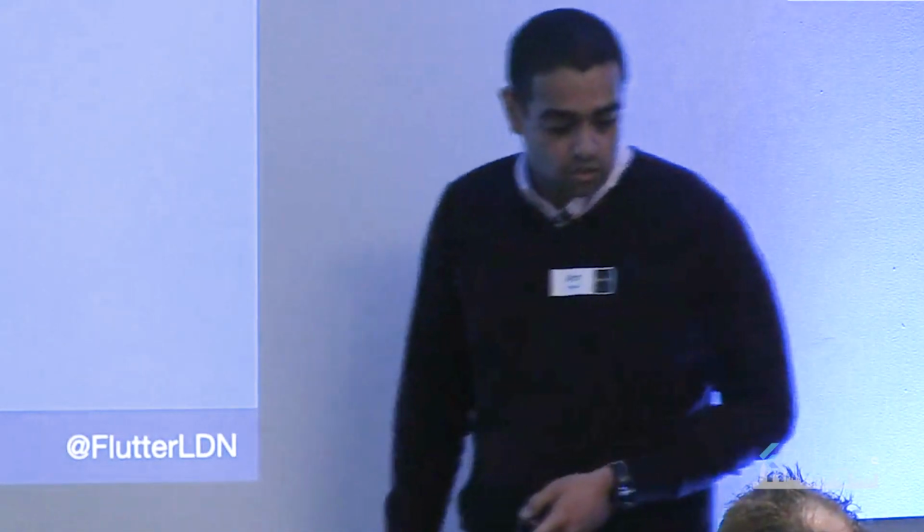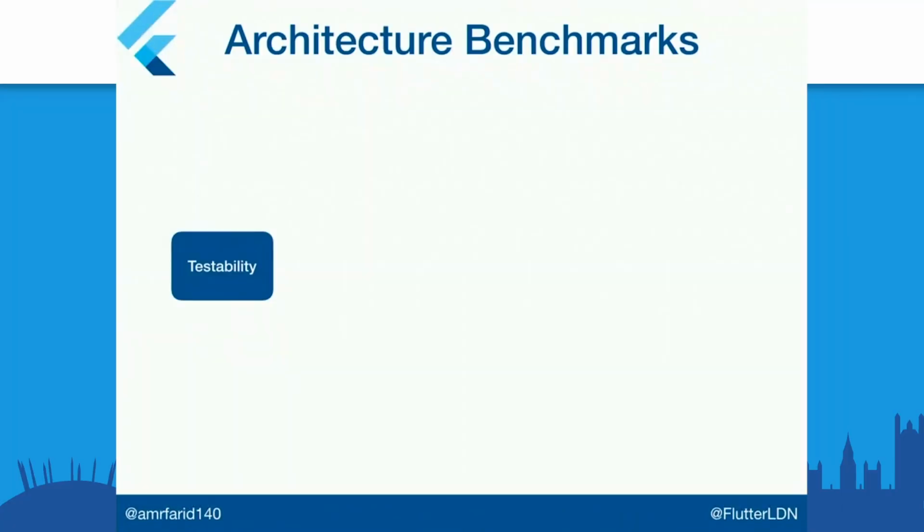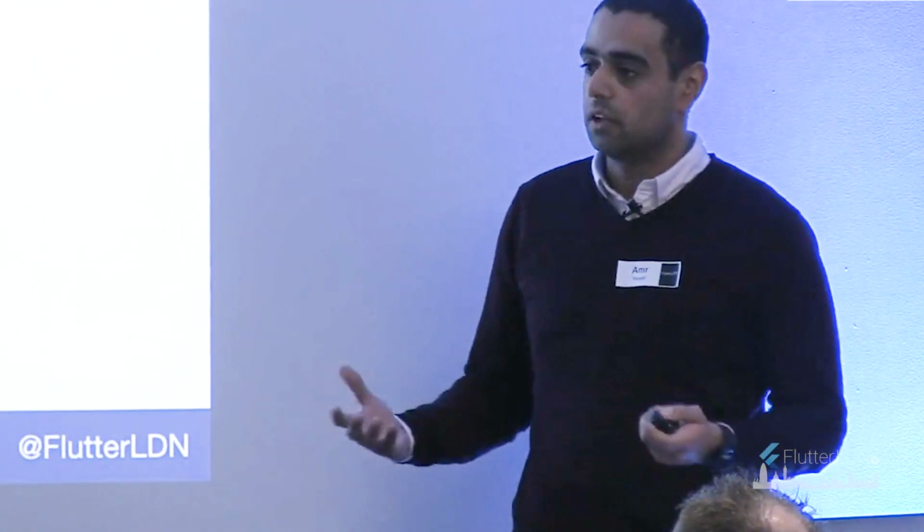So first, let's go through the architecture benchmarks. When you think about architecture, you have to think about testability. Basically, how testable is your architecture? How testable is each component in this architecture? Can you mock everything and just test what you want to test? Or are you relying on other dependencies that can make it hard for you to test your code?